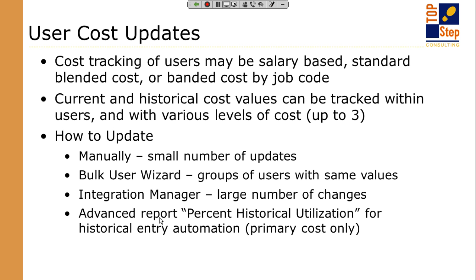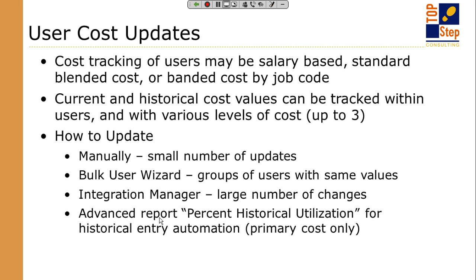So there's always the manual method. If you have 1 or 2 people that have gotten a promotion or an off-cycle promotion, you could certainly go and update that cost level and enter a historical value in there. The bulk user wizard allows you to copy cost settings, which is an interesting thing. And so if you have people that have exactly the same cost and exactly the same historical values, you can certainly copy it from person to person. I don't see that very often, but if you do have it, Bulk User Wizard, of course, is usable, and Integration Manager is always an option.